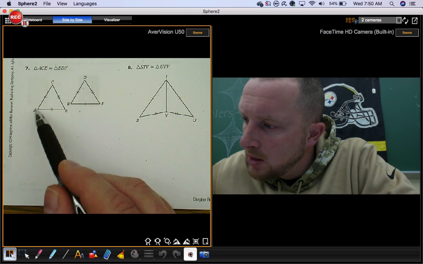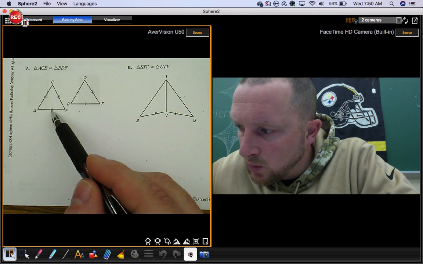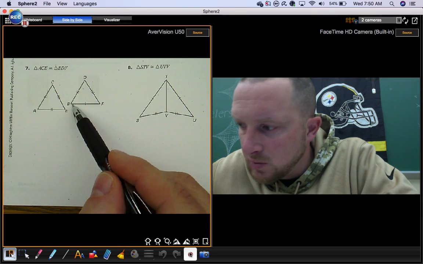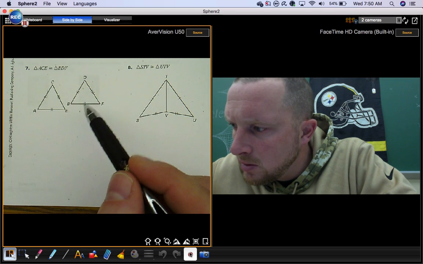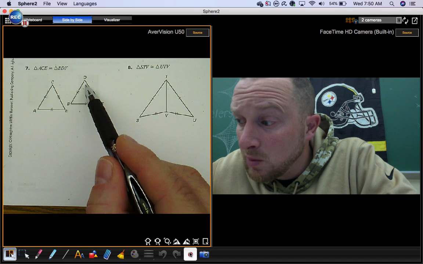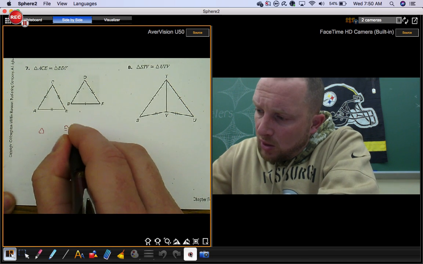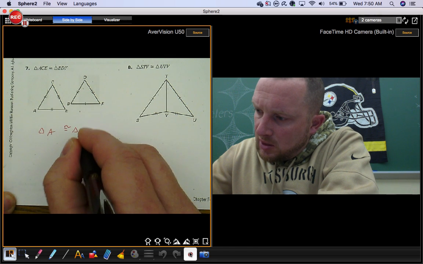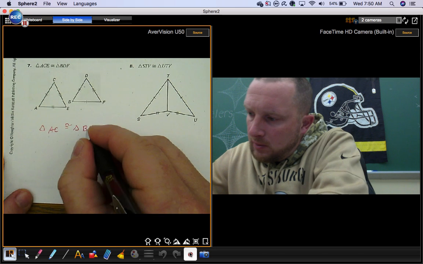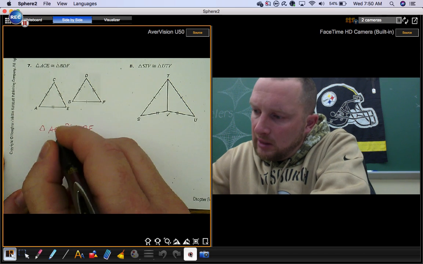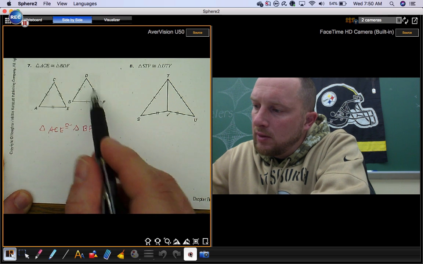Check the statement. ACE. Does A go with B? A is between one mark and 2 marks. So is B. So that's good. C is between 1 mark and 3 marks. D is between 1 mark and 3 marks. It's not. So these are congruent triangles. A does go with B. C needs to go with F. And E needs to go with D.